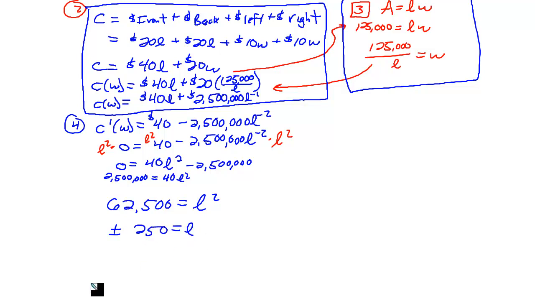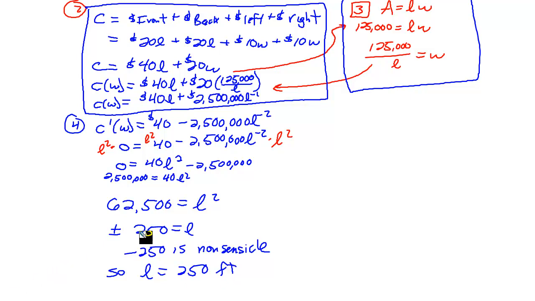I have a decision to make. Is the front and the back negative 250 feet, or is it positive 250 feet? Negative 250 is nonsensical. It's ridiculous. So, L is 250 feet.